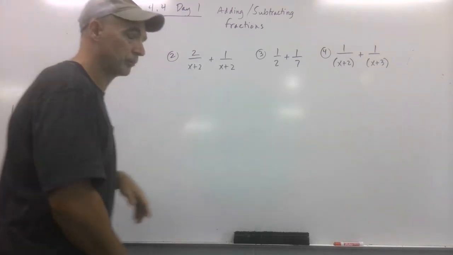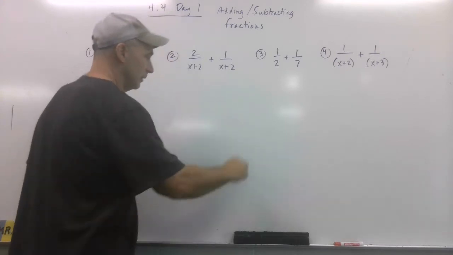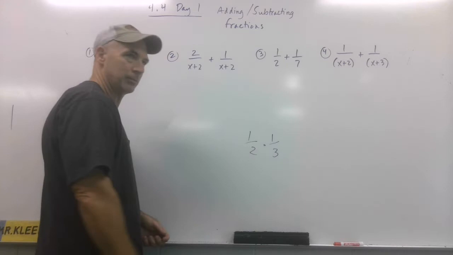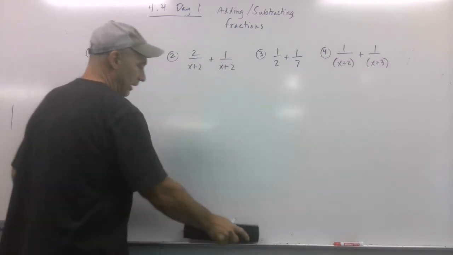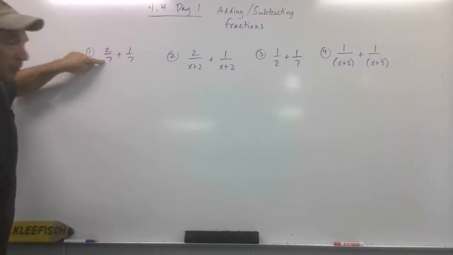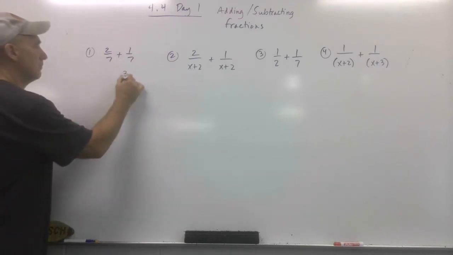So here we go. You already know that you need common denominators, okay? Not true if you're multiplying. You just cross-reduce, swoosh, that'd be 1/6. But when you're adding fractions, think of it this way. If I run 2 miles and I run 1 mile, that would be 3 miles.